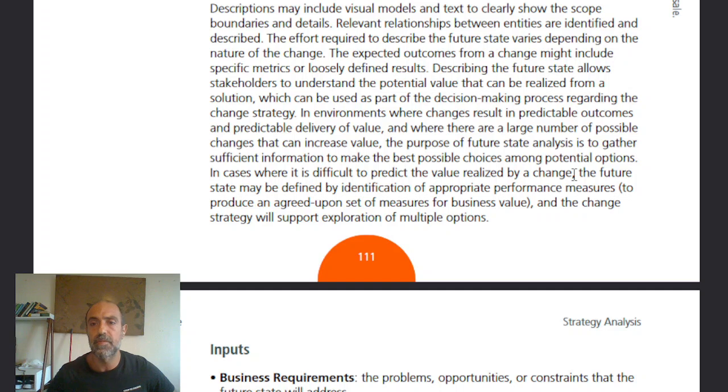So the expected outcomes of the change might include specific metrics or loosely defined results. Describing the future state allows stakeholders to understand the potential value that can be realized from the solution, which can be used as part of decision-making processes regarding the change strategy.